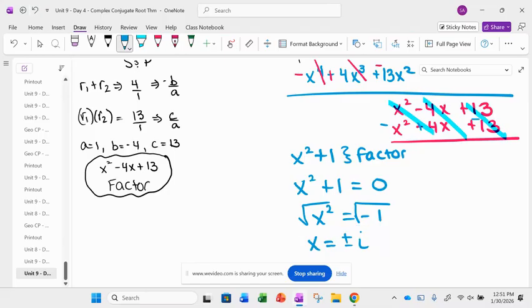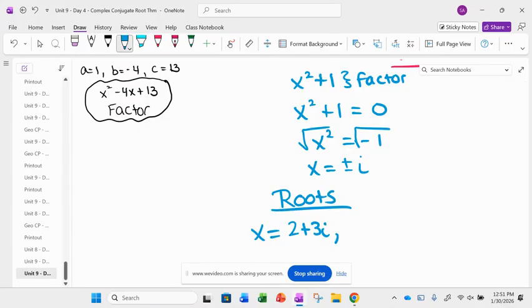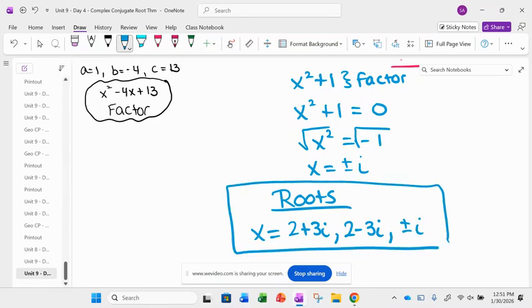So now I want all the roots. So all the roots are going to be x equals 2 plus 3i, 2 minus 3i, and plus or minus i. Is it okay that all 4 roots are imaginary? Is that okay? Yeah, perfectly fine.